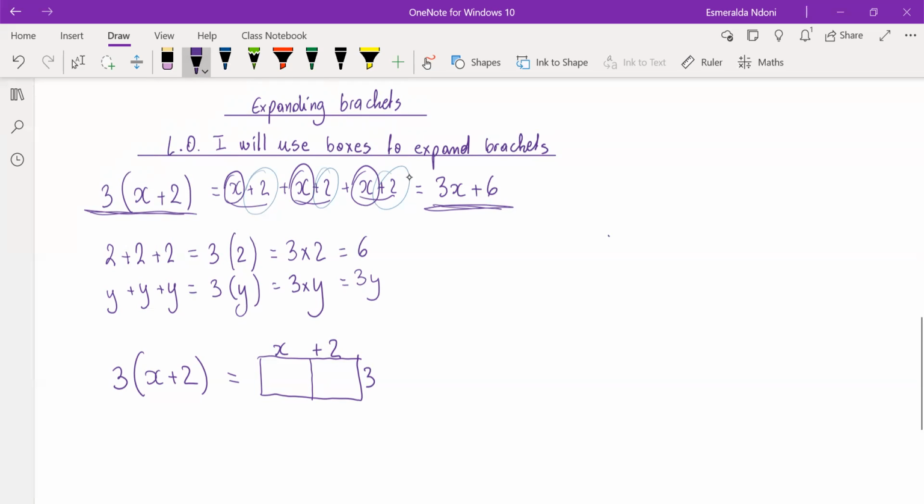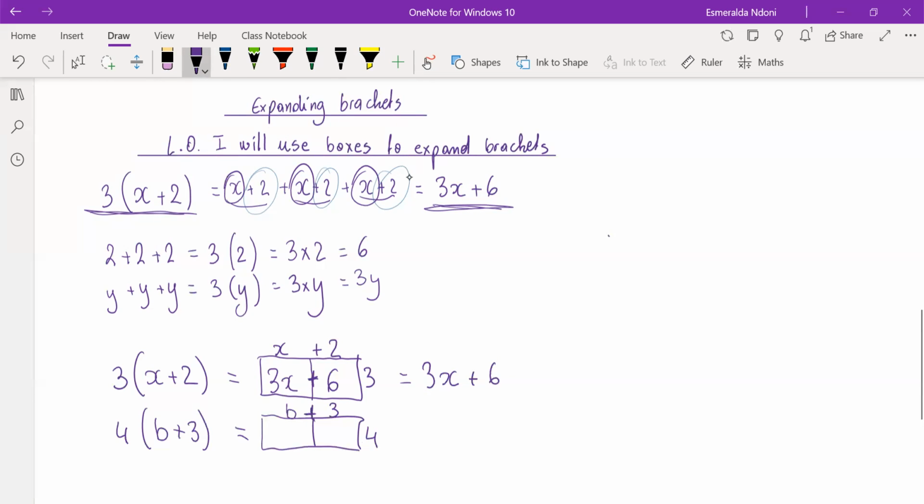All I have to do now is multiply, like we normally do with the numbers. 3 times x is a 3x. 3 times 2, positive 2, is a positive 6. And look, I have expanded this bracket without needing to rewrite the question. Let's try another example. So if I have 4 bracket b plus 3, I don't need to rewrite the question. I am going to draw the box. I have 4 on one side, and I have b plus 3.